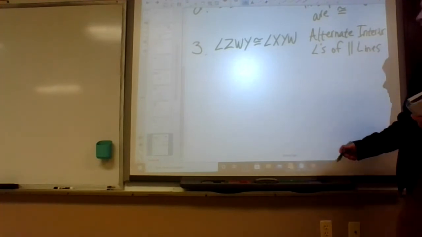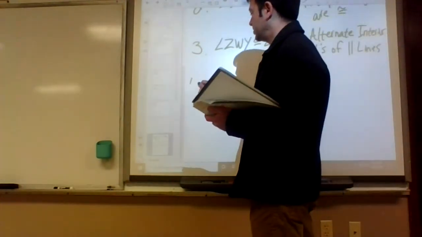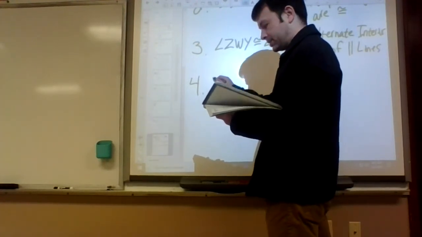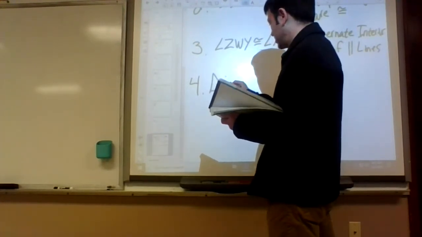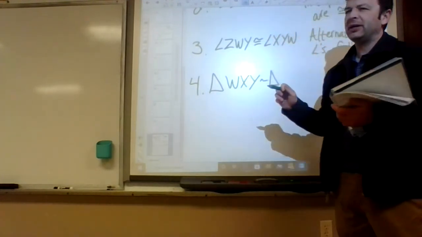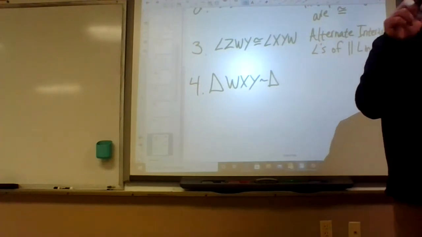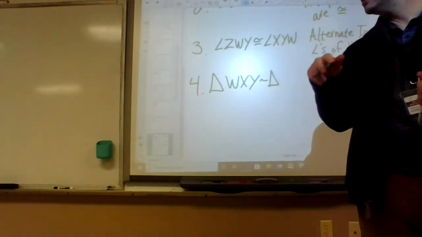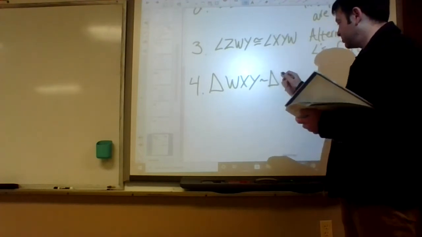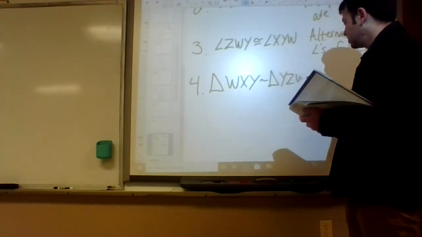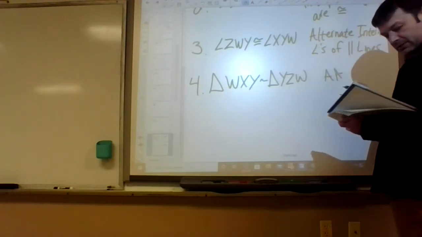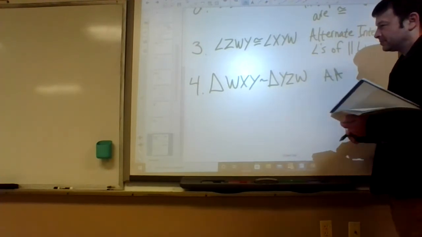Okay, do we have enough to say the triangles are similar? Yes, we have angle, angle. So I'm going to copy down the prove line. It says triangle WXY is similar. I think I forgot to mention on Friday the squiggly means similar. Kind of important. Triangle WXY is similar to triangle YZW by angle, angle.